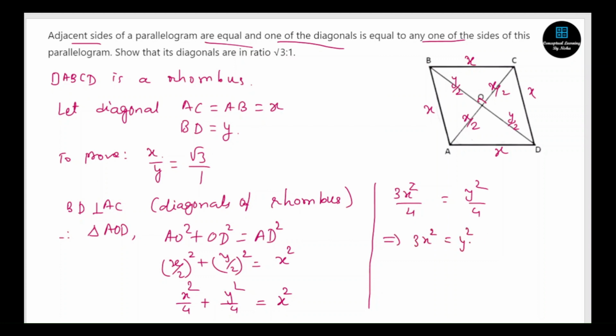As we are talking about the lengths, if I take the square root, I'll get root 3x equals to, what I'll get? This is equals to y, correct? And therefore x upon y equals to 1 over root 3. Or I can say y over x equals to root 3 upon 1. So the diagonals are in this ratio. Okay, we have to prove that, right?